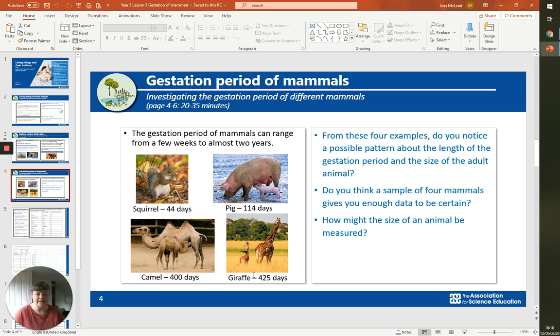So what we're thinking there is, can we see a pattern? Well, I think you probably can. I think you can see that possibly the smaller the animal, the shorter the gestation period, and the bigger the animal, the longer the gestation period. Now, I would say to you that looking at 4 different animals probably isn't enough to be sure about that, and we need to look at a lot more, and that's what we're going to do.